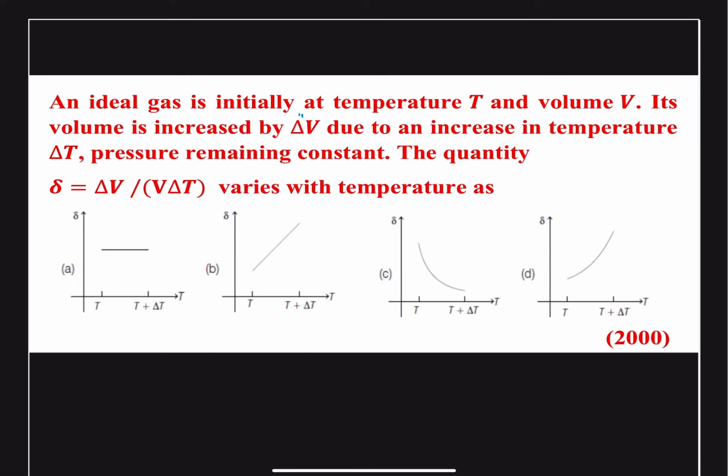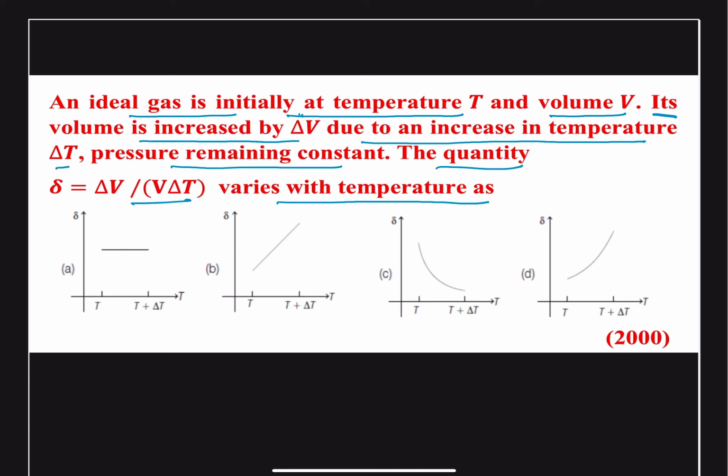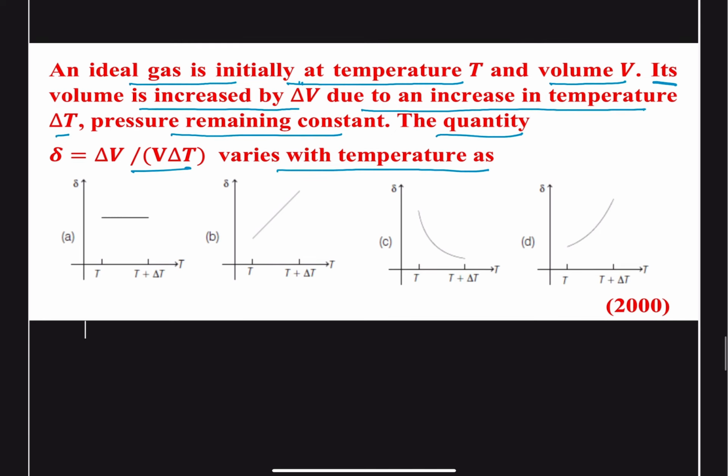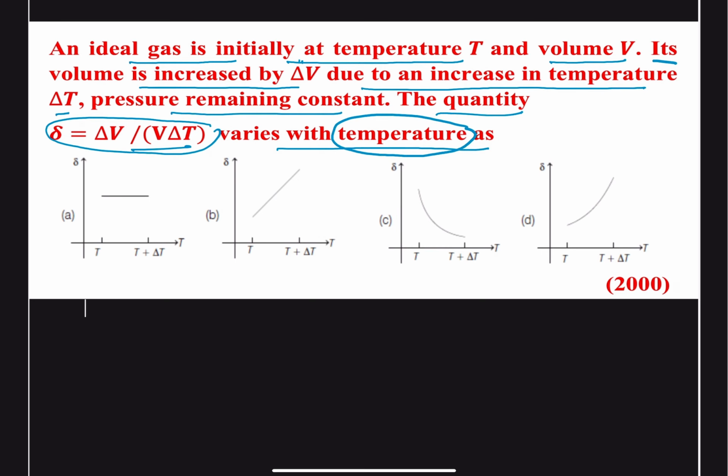Hello friends, today's question. An ideal gas initially at a temperature T and volume V, its volume is increased by delta V due to an increase in the temperature of delta T. Pressure remains constant, then the quantity, that is delta, equal to delta V divided by V multiplied by delta T, varies with the temperature. So basically we are going to find the graph for this particular equation as the temperature is being changed. So we have to find out what will be the relationship of this delta with respect to the temperature.